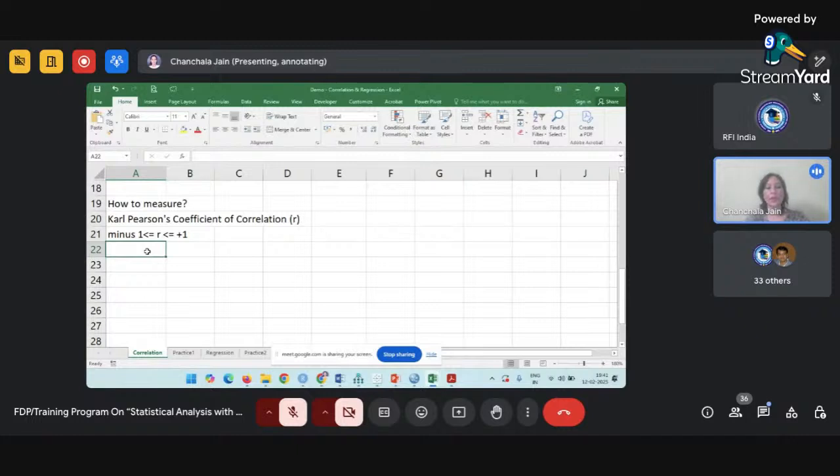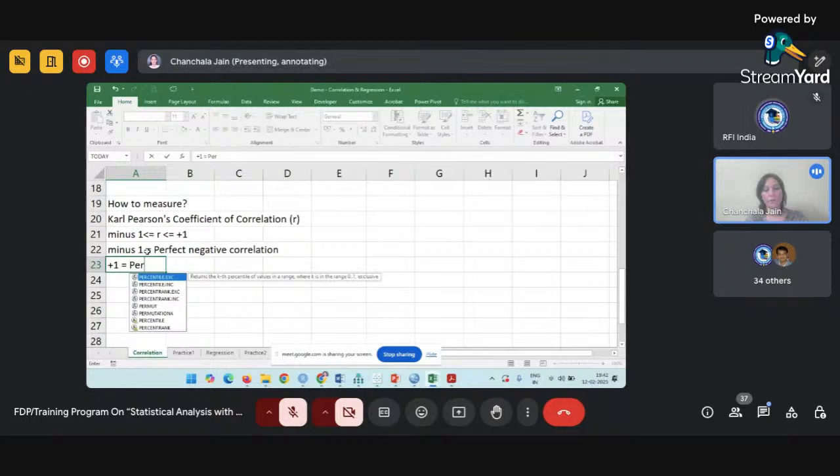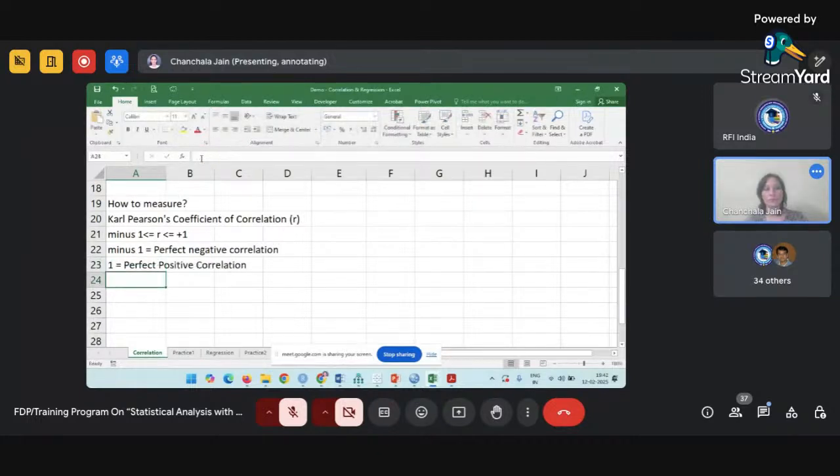Now, if you get the value -1, the meaning of this is perfect negative correlation. When r is +1, it is perfect positive. The meaning is very simple. When you say -1, that is perfect negative. That means if you are increasing one variable by 1 unit, the other variable will decrease by 1 unit. Is it clear? Yes, ma'am.